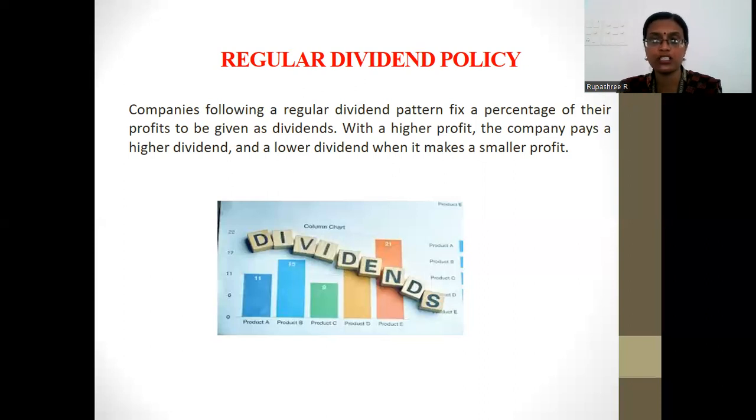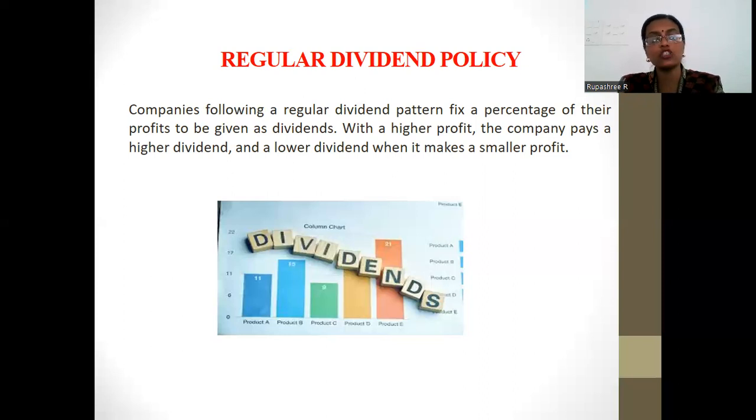Such a policy, where the organization fixes the percentage of dividend to be paid, which fluctuates in amount depending upon the profit earned, is called regular dividend policy. Companies with a very high profit motive or a long standing in the market will be able to pay shareholders a regular dividend. So hopefully the example makes it clear that regular dividend policy is a scenario where the company fixes a percentage of profit as dividends to the shareholders, and not the amount.